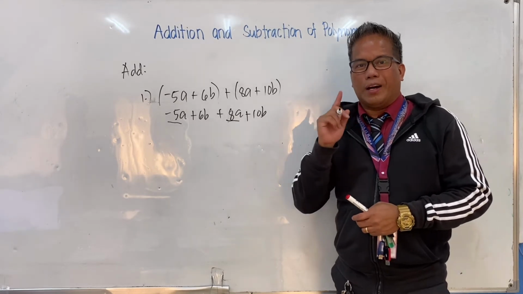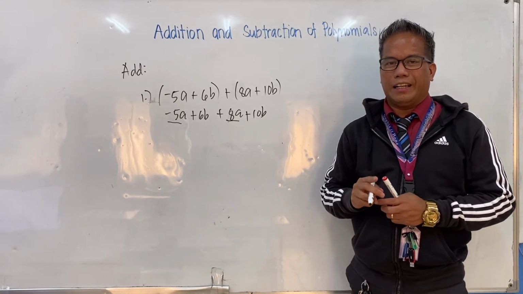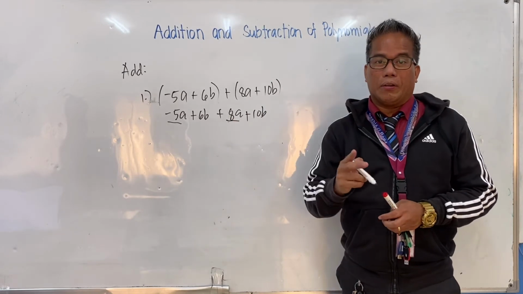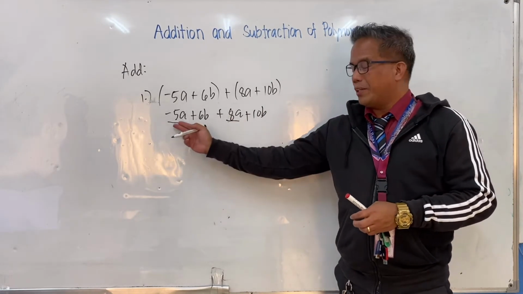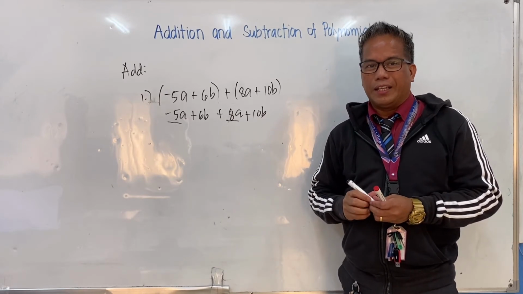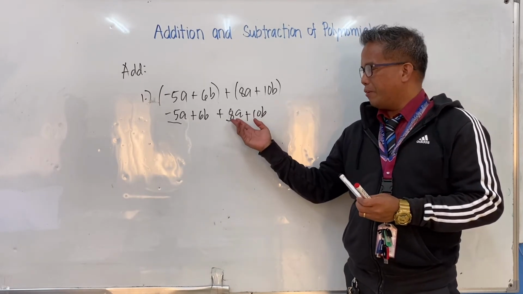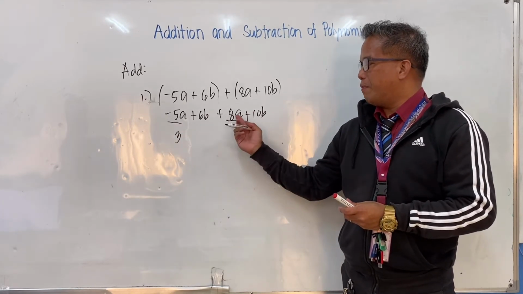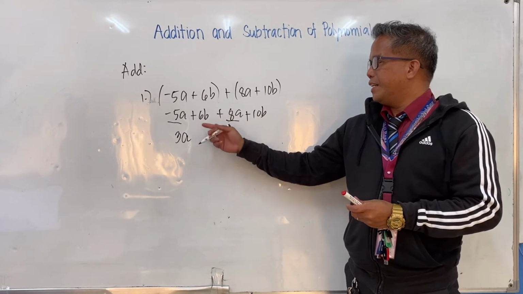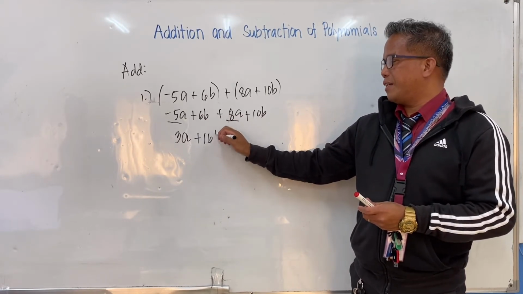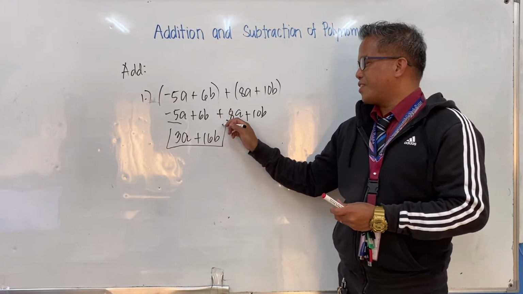If you are going to add unlike signs, let's say negative 5 and positive 8, you subtract the smaller number from the bigger number. So 8 minus 5 equals 3. Then copy the sign of the bigger number, which is positive. So the answer here will be positive 3, then copy the variable a. Then 6b plus 10b equals 16b. So this is now your answer.